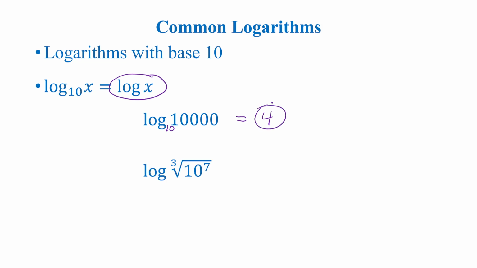Log of the cube root of 10 raised to the power of 7. Think of this as log to the base 10 of 10 raised to the power of 7/3. And then we could simplify this logarithm as being equal to 7/3.